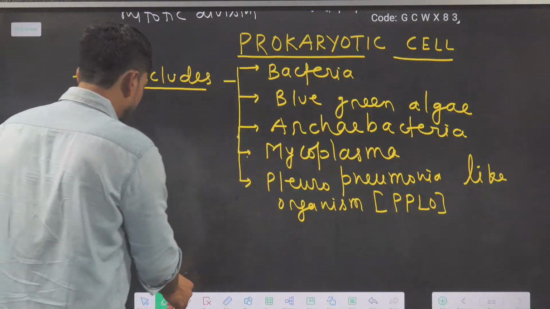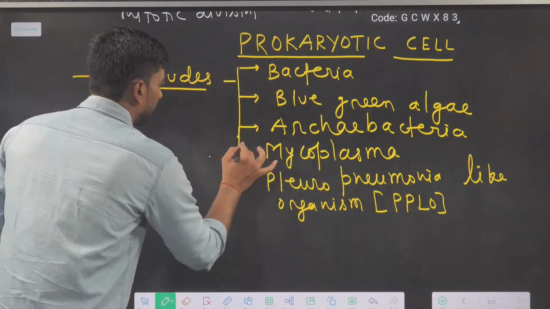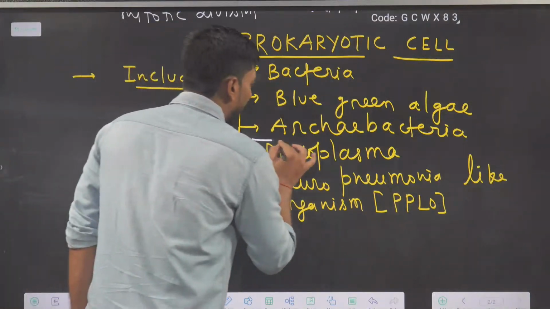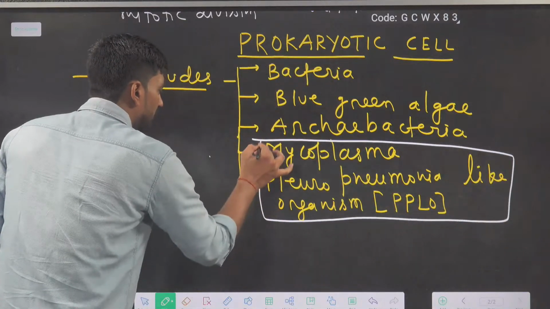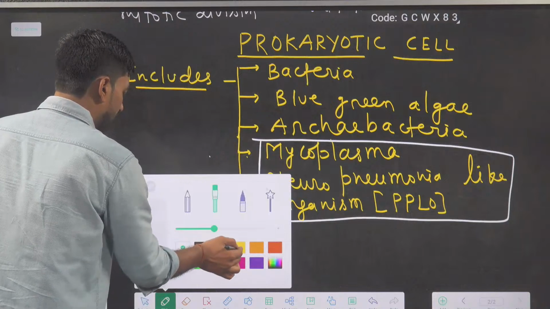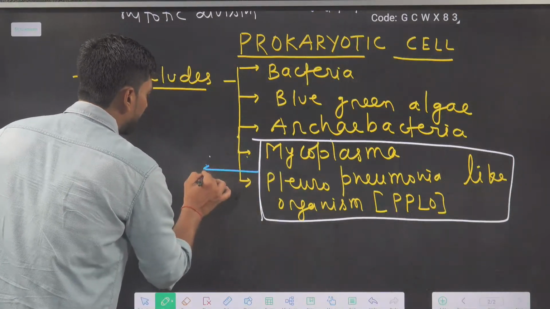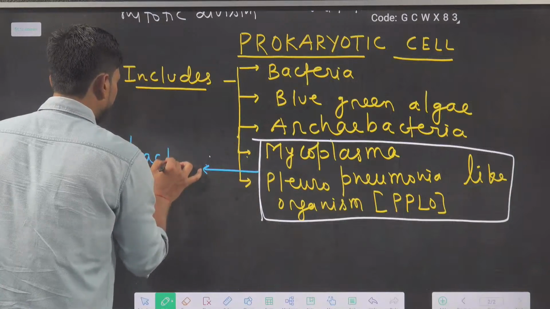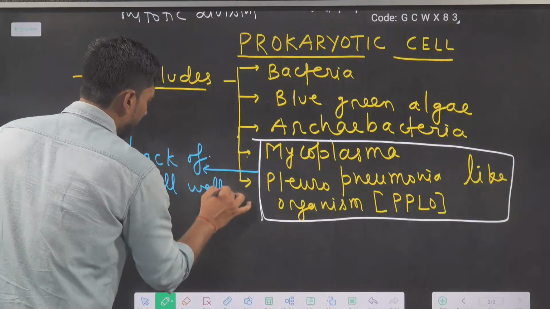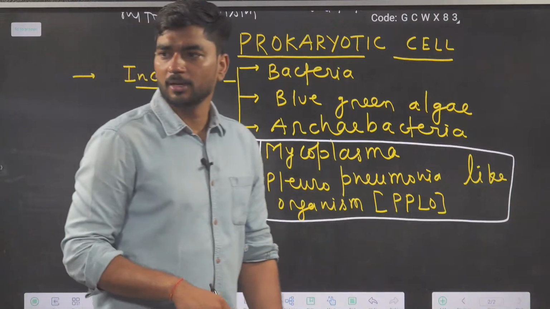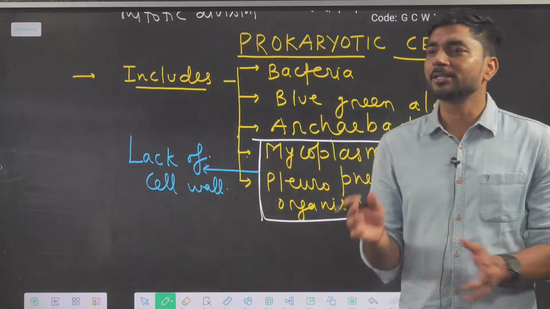So the last one, mycoplasma, is not having the cell wall. This is the difference, while all others are having what? The cell wall. So here we can say the mycoplasma, whatever it's a PPLO, is not having the cell wall. So here we can say it's a lack of cell wall. Okay, next one is that complex in structure or simple in structure?